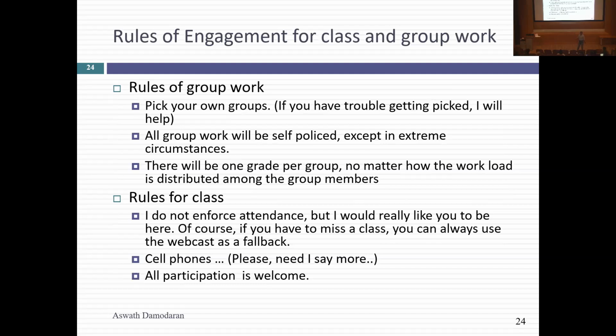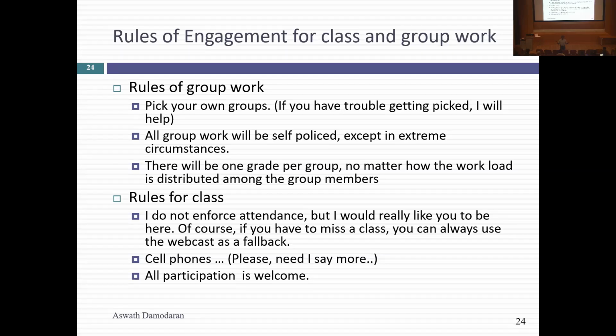Now, very simply on the group, you have to find your own group. I'm not going to assign you to groups because I will not be responsible for that action, because then you're going to blame me for putting you in a bad group. You pick your own group, you live with the group, you police your own group, do whatever you need to do to make sure group members don't, what's the right word, misbehave.